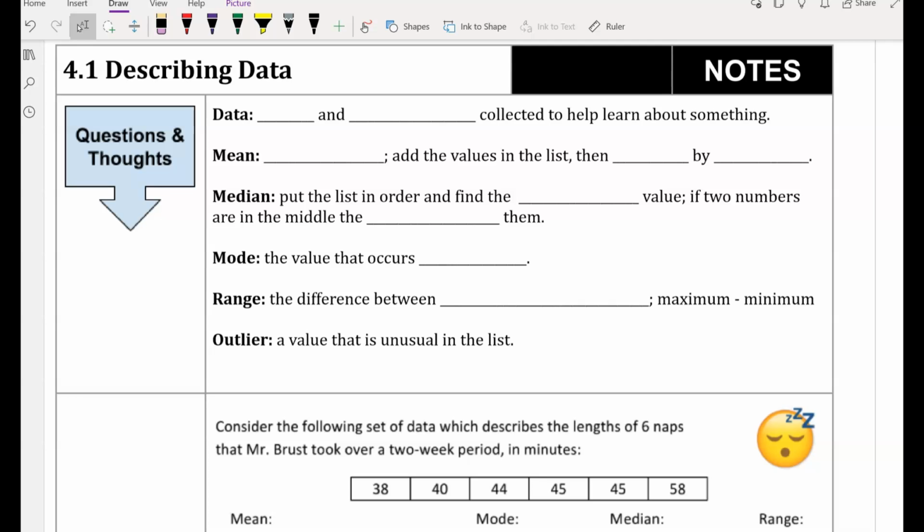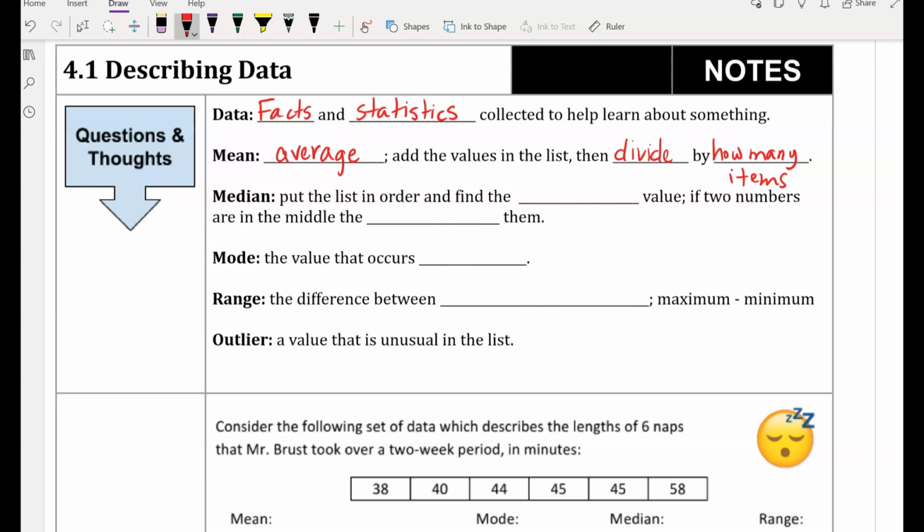In Unit 4, our focus is going to be on statistics. We want to know how to look at data and analyze it. Let's start with some vocabulary. We're going to analyze data, and data are facts and statistics that are collected to help us learn about something. We see statistics in nature, in sports, in medicine, in business, just about everywhere you look in the world.